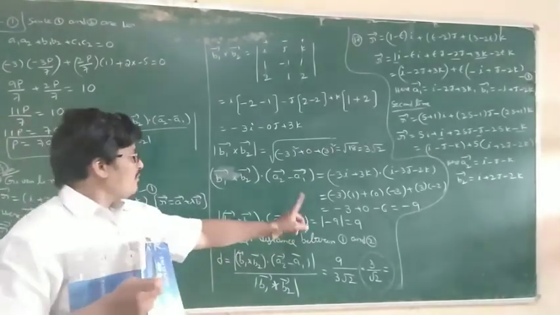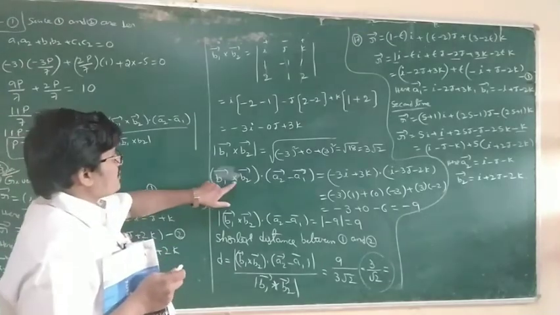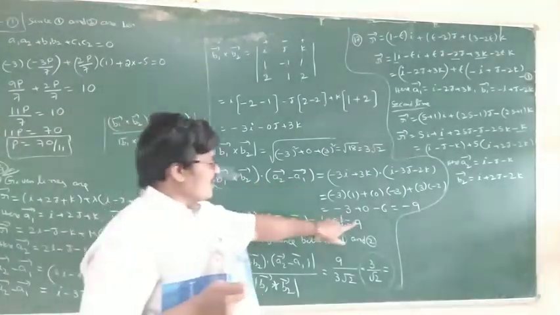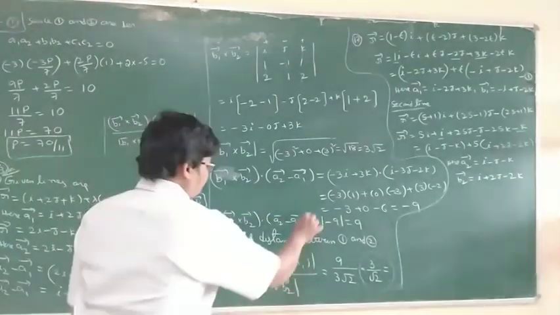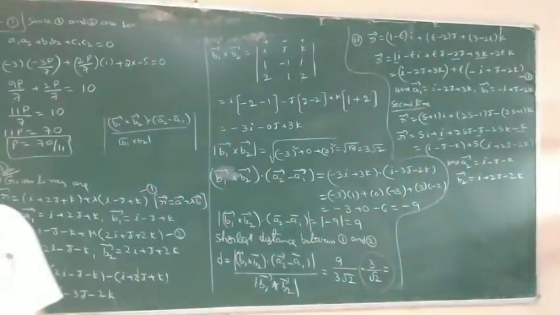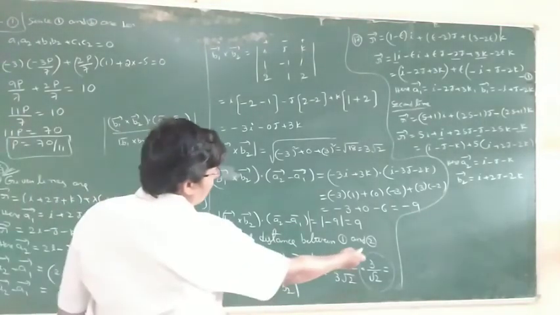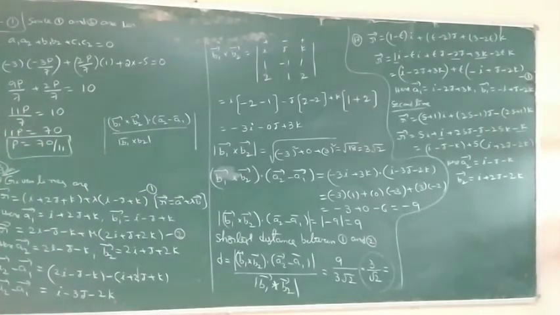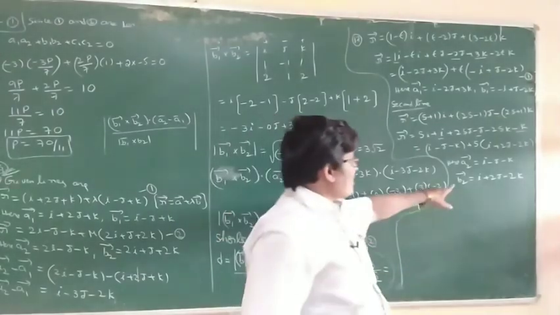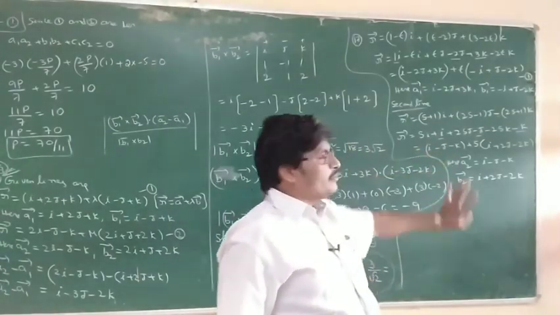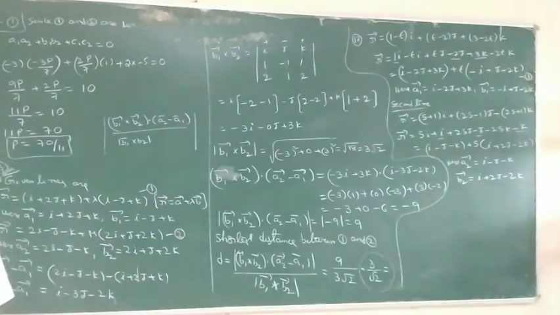If b1 × b2 dot a2 − a1 is a negative value, we take the modulus, because distance is always positive. So that is the direct shortest distance formula. The 17th problem is not completed, this is a continuation. This is a1, b1, a2, b2, and after that we continue with the same procedure.